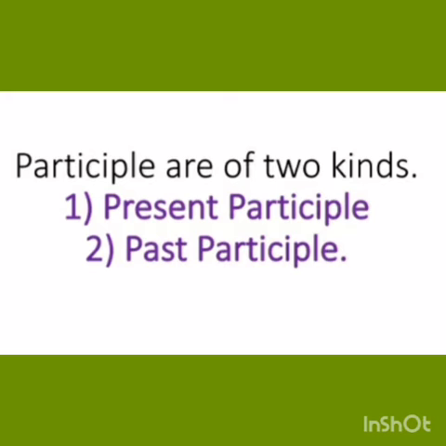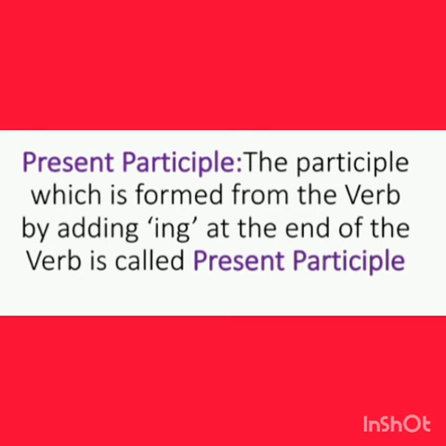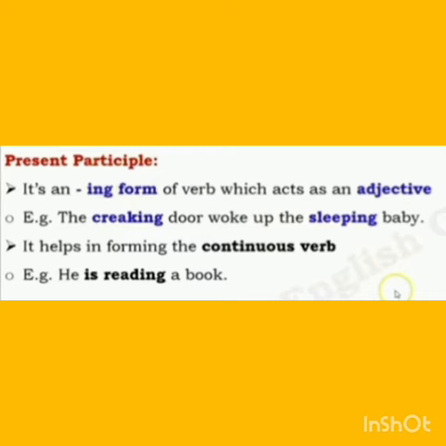Participles are of two types. First, that is present participle. Second, that is past participle. Let us see about the present participle. The participle which is formed from the verb by adding ing at the end of the verb is called present participle. It is an ing form of the verb which acts as an adjective.